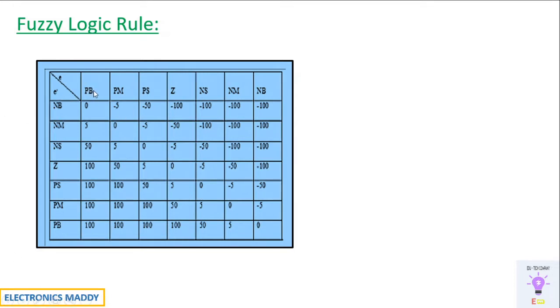PB stands for positive big, PM stands for positive medium, PS stands for positive small, Z stands for zero, NS stands for negative small, NM for negative medium, and NB for negative big. The same holds good over here as well. So whenever there is the actual value of error and the change in error with respect to these values, if there is positive big and negative big changes, then consequently the output should be equal to 0. These are the duty ratios that are defined over here.